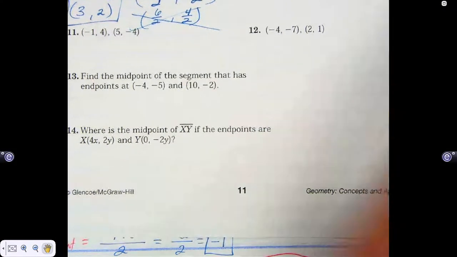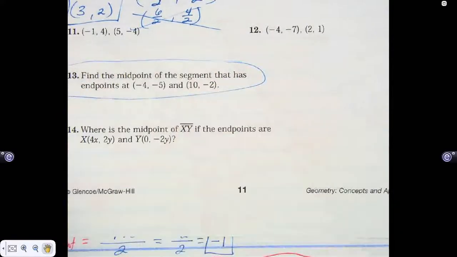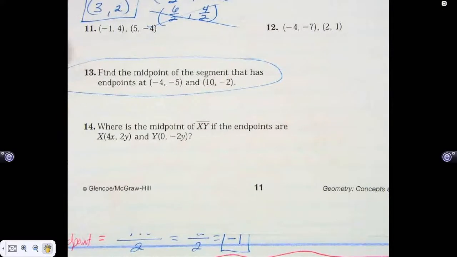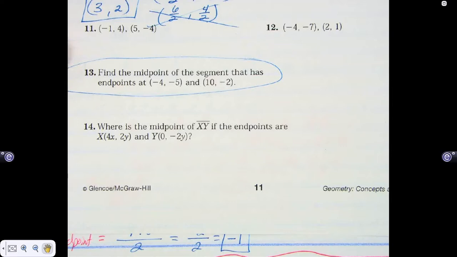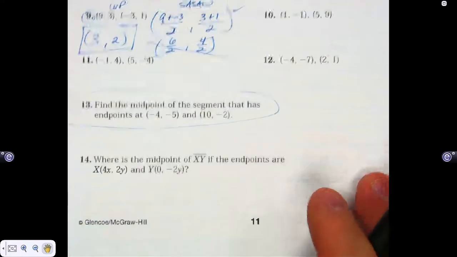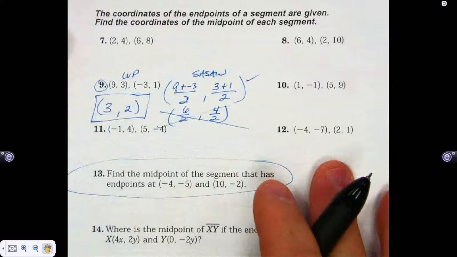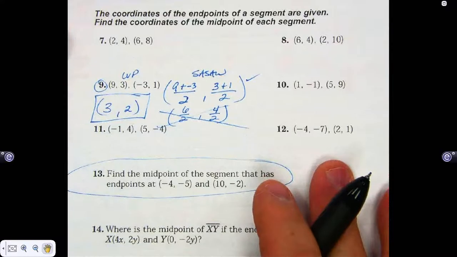Now, find the midpoint of the segment that has the endpoints. What's different about 13 than 9? You have to find the midpoint between those 2 points. You can't just count, you have to add the x's and the y's. In my opinion, the only difference is this.